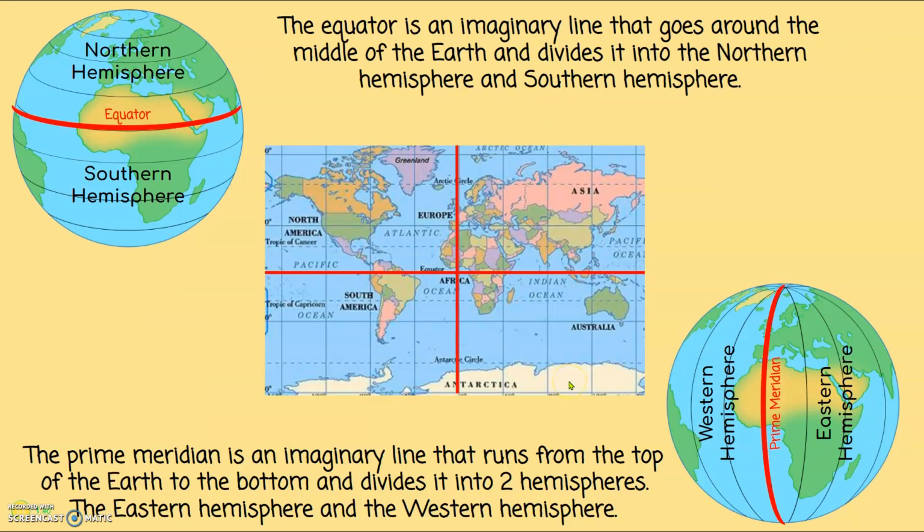The equator is an imaginary line that goes around the middle of the earth and divides it into the northern hemisphere and southern hemisphere. The prime meridian is an imaginary line that runs from top of the earth to the bottom and divides it into 2 hemispheres, the eastern hemisphere and the western hemisphere.